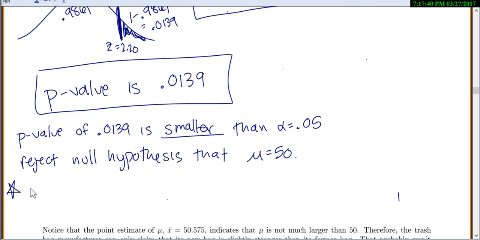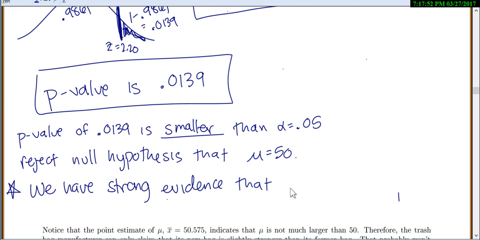And my final interpretation would be that we have strong evidence that, let's see. So actually, let me come back over. So we reject the null hypothesis that mu equals 50. So that means we have evidence that my mean, the alternative, was greater than 50. So now we have evidence that our mean is greater than 50. So now let's put that in words down here.